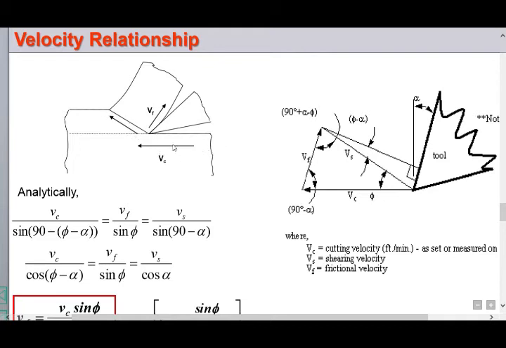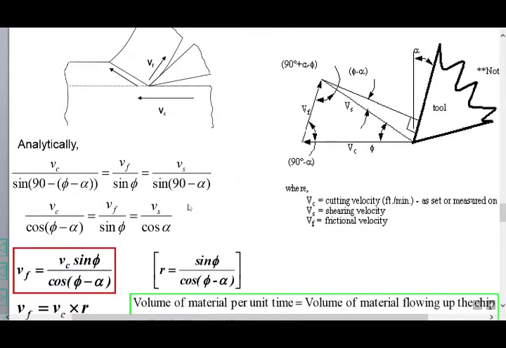Vc is the horizontal one, you observe this figure. That means the cutting velocity of the tool, and Vf is the flow velocity, and next, Vs is the shear velocity. In this zone shear takes place. Next, the sine rule, which you already know from before, is applied here: Vc divided by sin(90 minus phi plus alpha) is equal to Vf divided by sin phi, equal to Vs divided by sin(90 minus alpha).